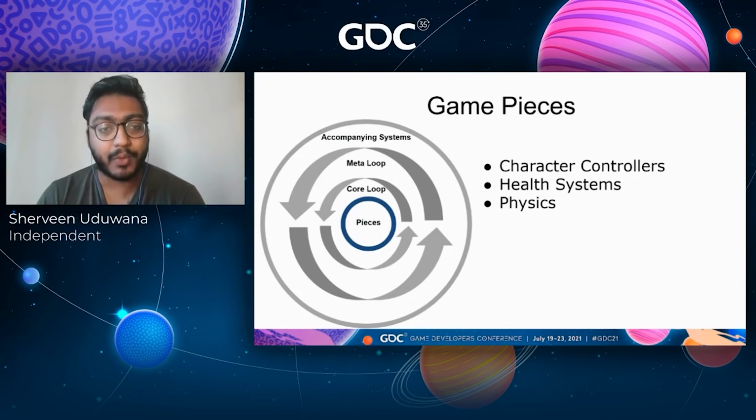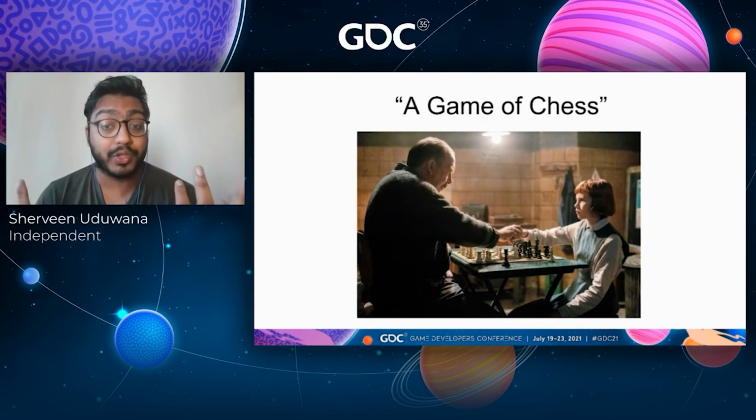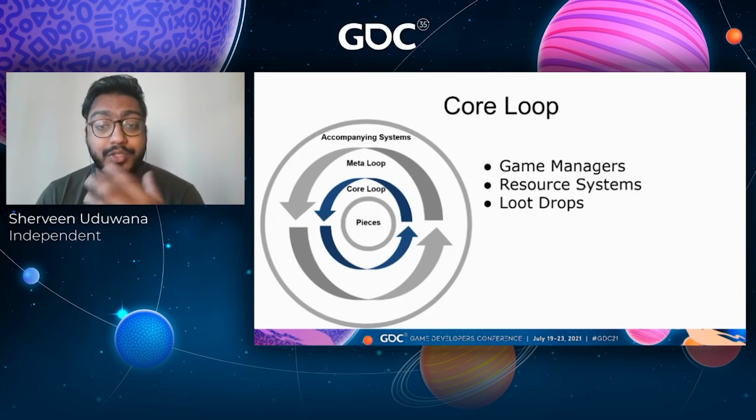And then you go out a bit wider and you get what is your core loop, right? That's like the game of chess. Those are things like your rules and your procedures. So if you're familiar with game managers or resource systems or loot drops, they're the things that take your game pieces and turn them into a game.